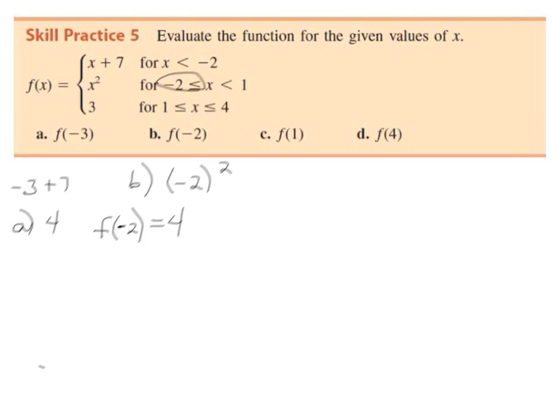So f of 1, again, we've got 1 in 2 different places. This is the one that includes the 1, so that's just going to be 3. And f of 4 is also included in that last equation, so that's also going to be 3.